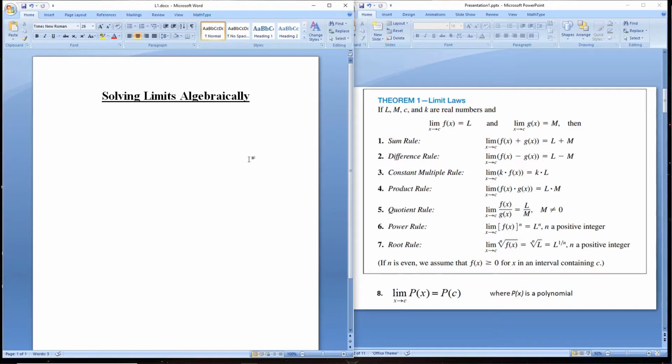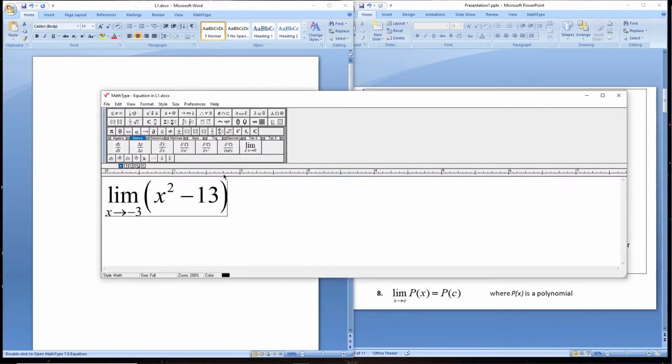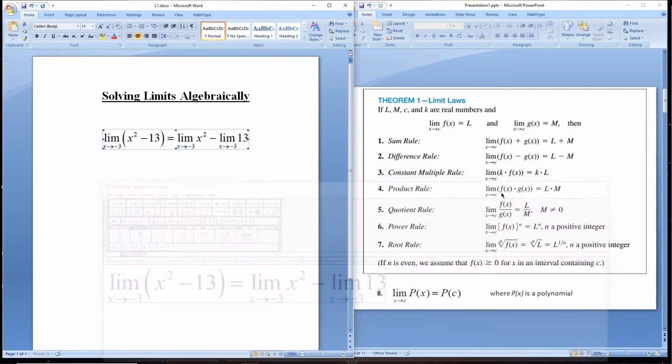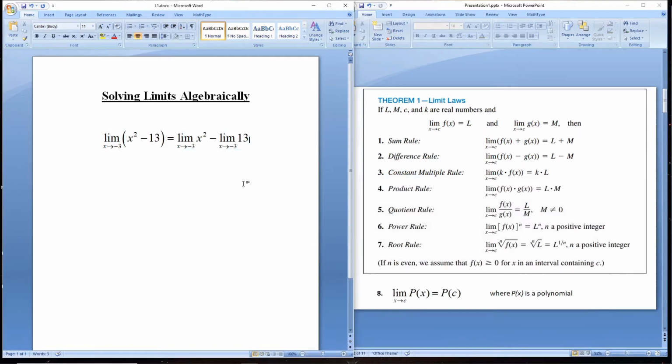So to start, let's take a limit. The first thing we want to do, or notice here, is that we can distribute. Using property 2, the difference rule, we can distribute the limit. And so there we go. All we did was use property 3 or property 2 here to distribute the limit.